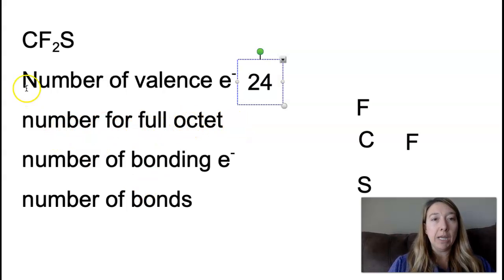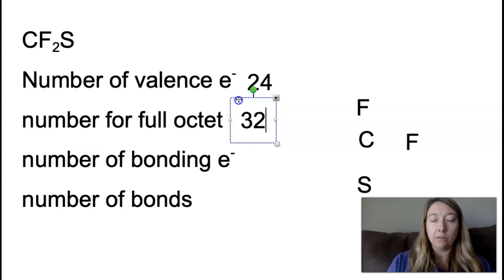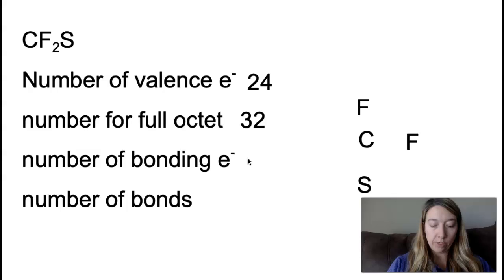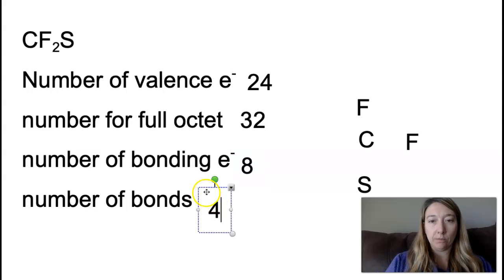So number for full octet. I have no hydrogens and I have no borons. So everything is going to want 8. So I've got a carbon, I've got 2 fluorines and a sulfur. So I have 4 things all wanting 8. Which means 4 times 8 is 32. So my number for full octet is 32. To get my bonding electrons, I'm going to do the 32 minus 24. And I come up with 8. Okay, number of bonds, we're going to do 8 divided by 2, which is 4.